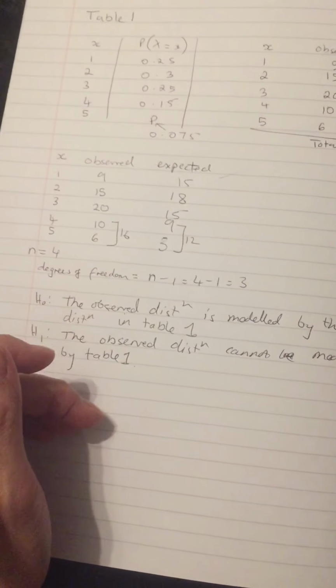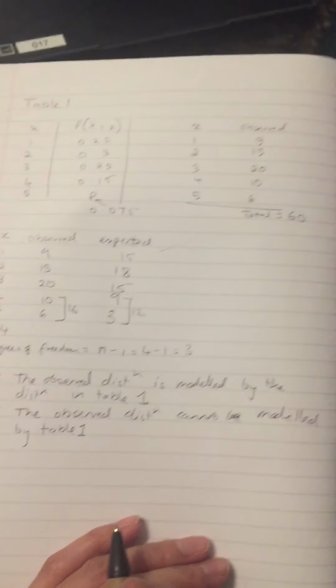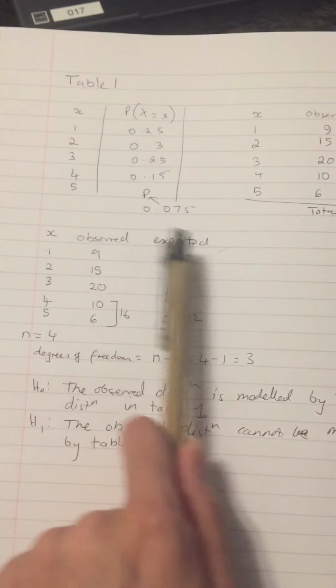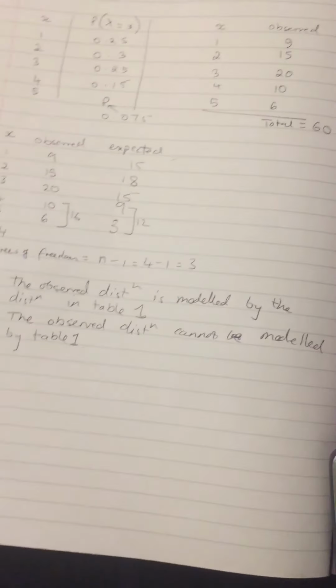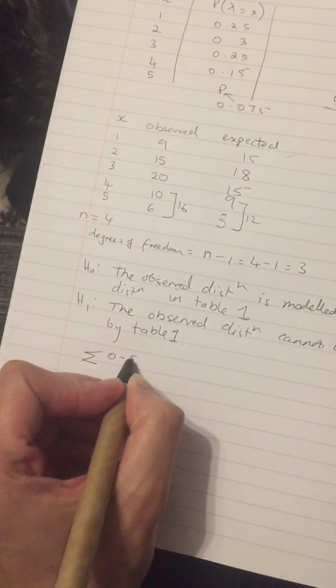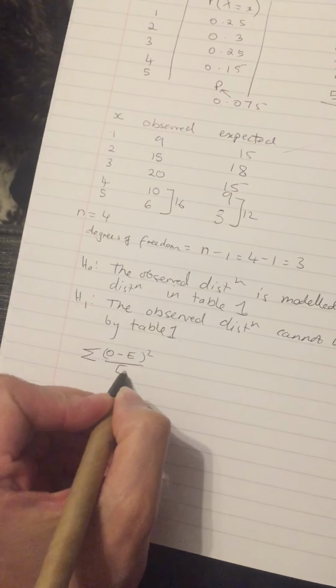Table 1. Okay, so you always have to define your H0 and H1. Then we want to see how closely the observed data matches the expected data. And we use this formula here, which is the sum of the observed minus the expected, squared, divided by the expected value.